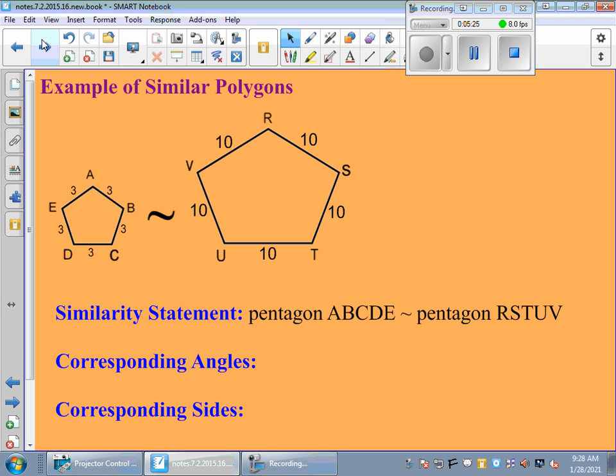So again, example of similar polygons. In this case here, we have a similarity statement, pentagon. You match up the letters. So A matches up with R, and you can go through that way. Those angles match up. So that's what we would look for with corresponding angles. And then for corresponding sides, that's one way is AB. So here's AB matches up with RS. So AB over RS. And then you would set up all those other sides equal to each other.